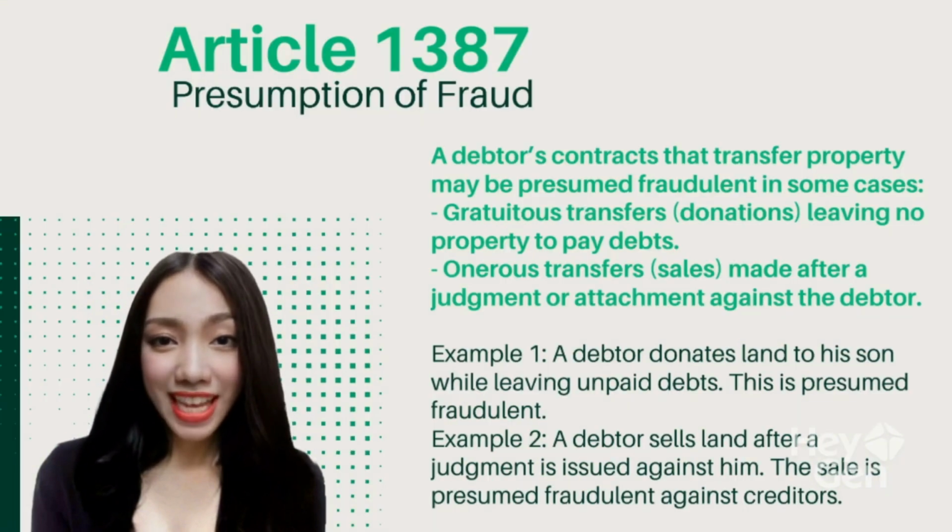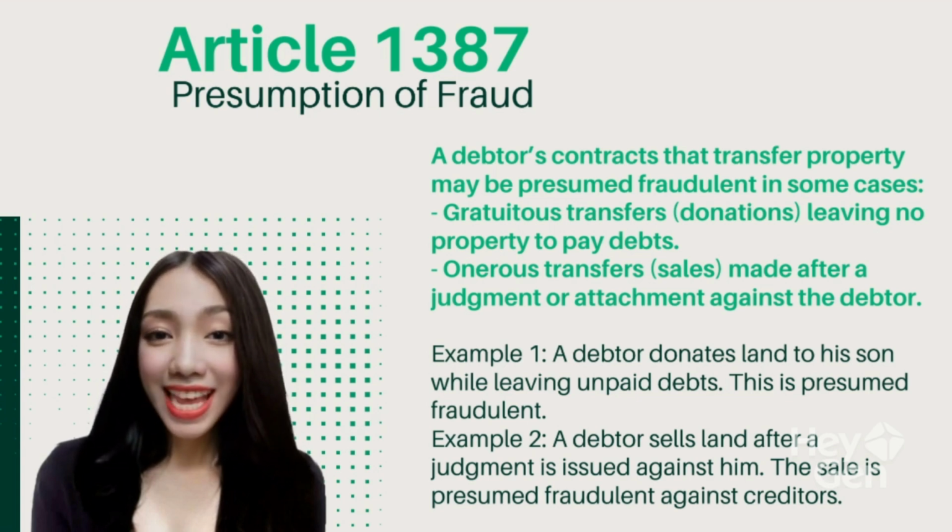Article 1387. Presumption of fraud. A debtor's contracts that transfer property may be presumed fraudulent in some cases. Gratuitous transfers, donations, leaving no property to pay debts. Onerous transfers, sales, made after a judgment or attachment against the debtor.